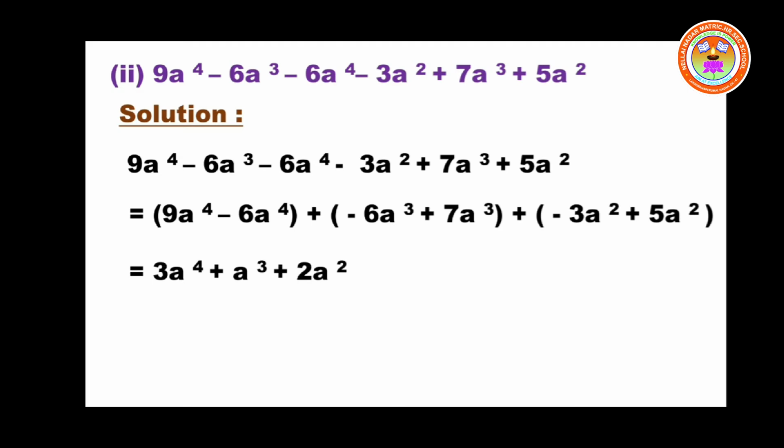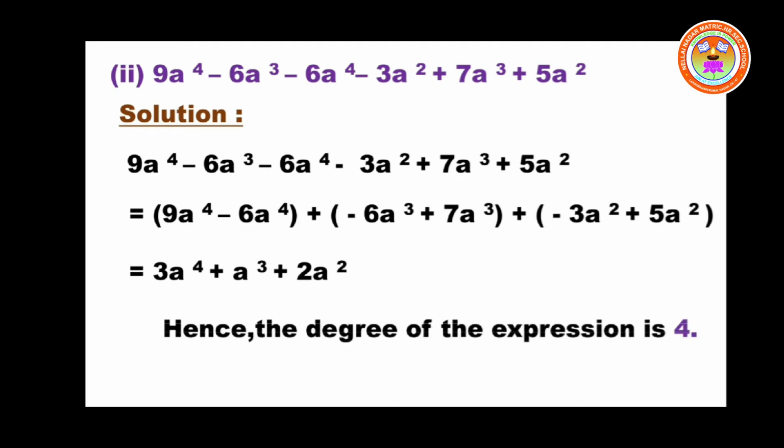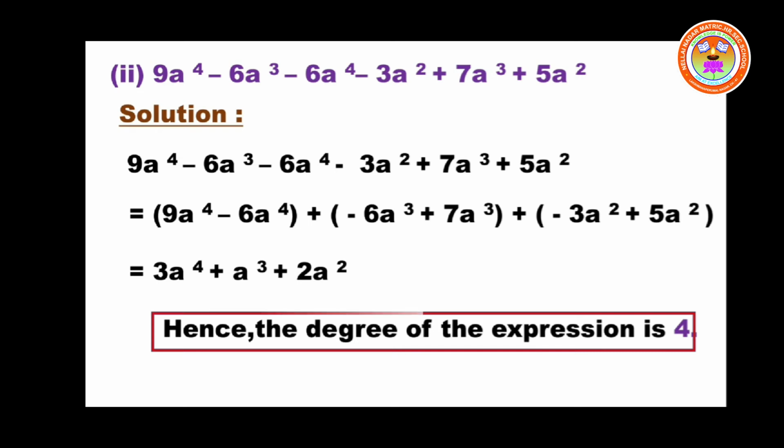Now you compare the degrees. So you have three terms: a power of 4 is one term, a power of 3 is one term, and a power of 2 is one term. From this, which is the highest degree? a power of 4 is the highest degree. Hence the degree of the expression is 4. So the degree of this expression is 4. Now let us move on to subdivision 3.